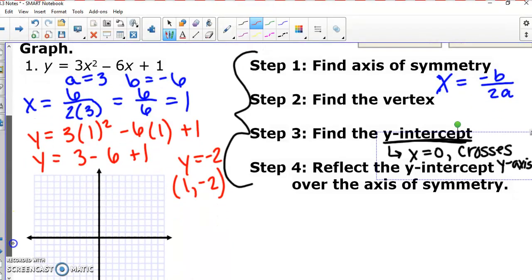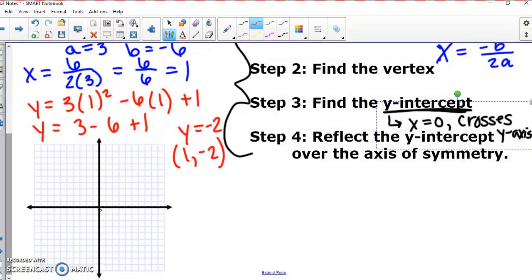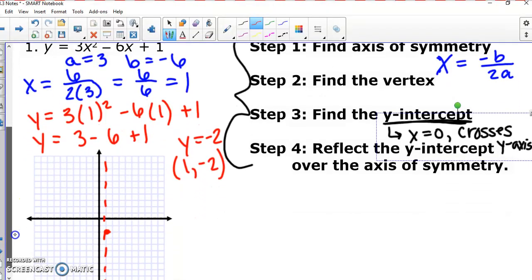Okay, so now we can go ahead and graph what we have so far. Let's graph the vertex at (1, -2). Our axis of symmetry is at x equals 1, so I'm just going to draw a dotted line here to show that that's where our parabola is going to split in half. And if you recall from lesson 1, we should know that our parabola is going to open up because our a value is positive. So there's what we have so far.